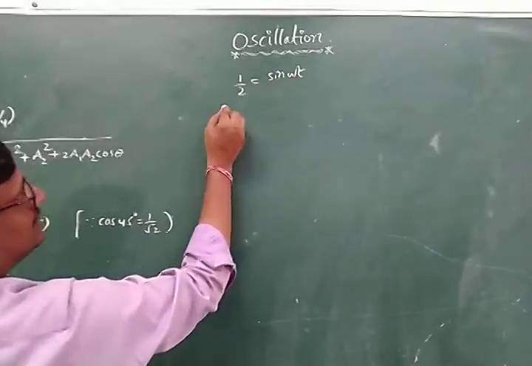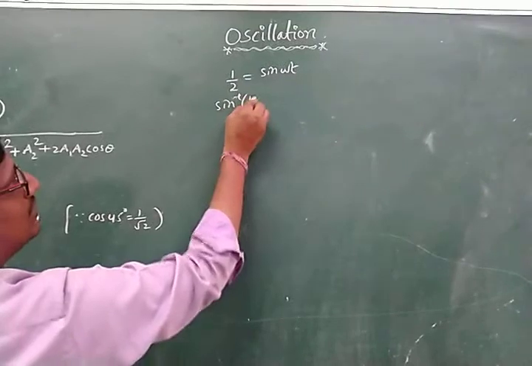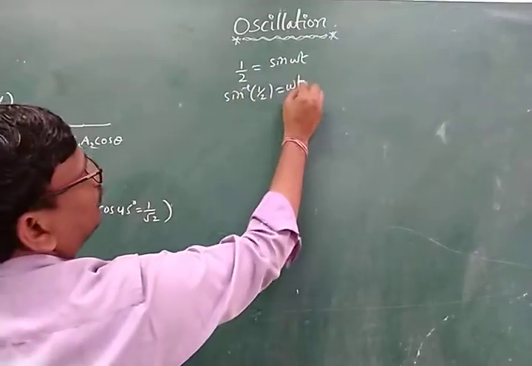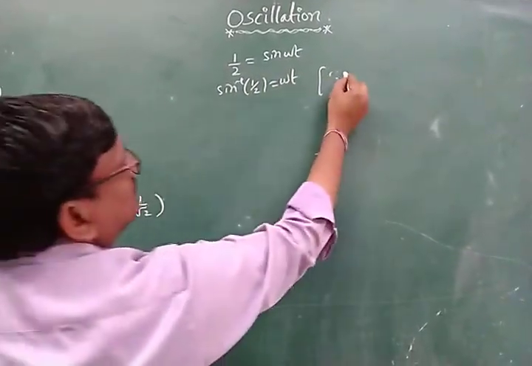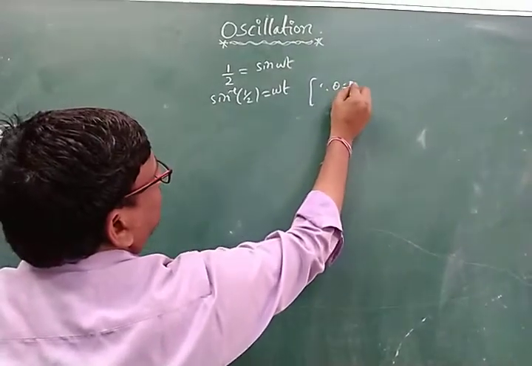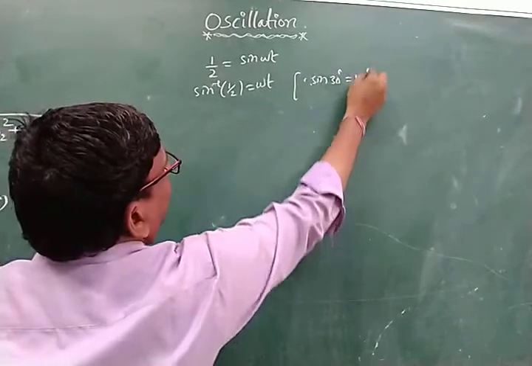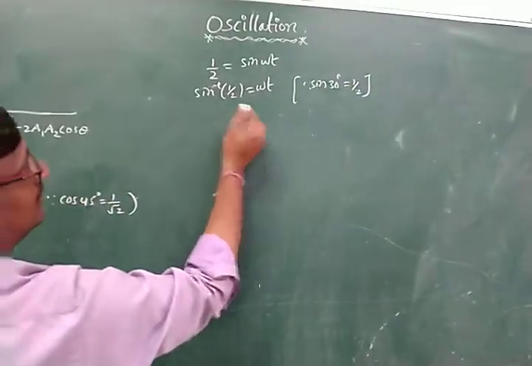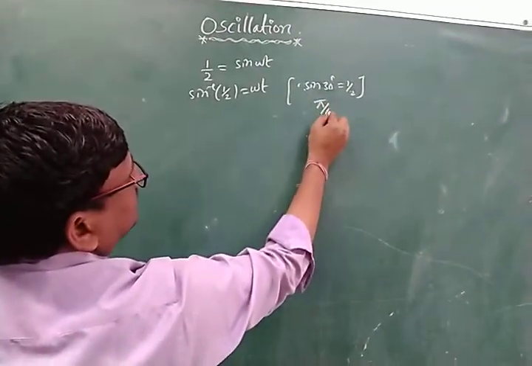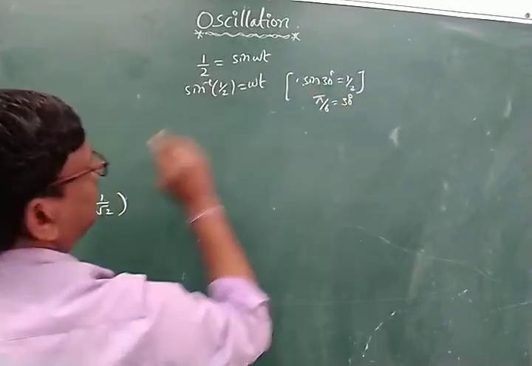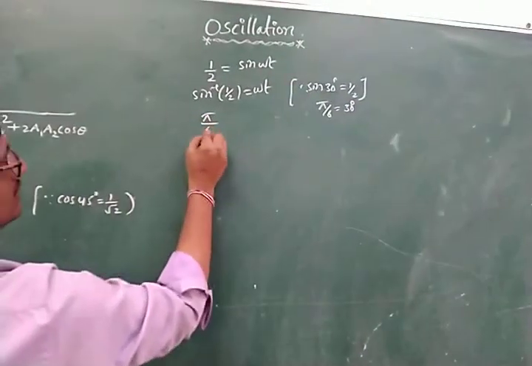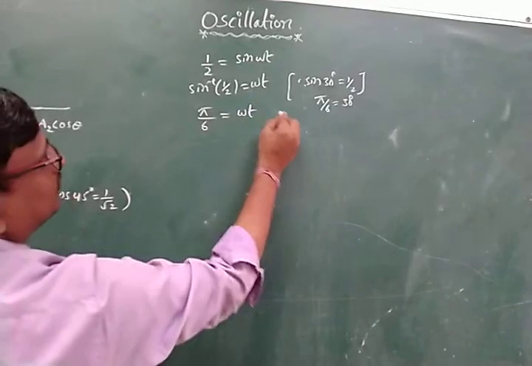Now the sine is taken to this side. The sine inverse of 1 by 2 is equal to omega into t. Since sin 30 degrees is equal to 1 by 2, now we can write 30 degrees as pi by 6. So pi by 6 is equal to omega into t.